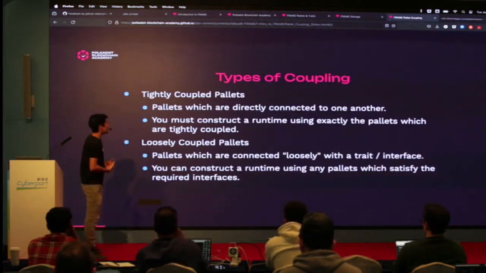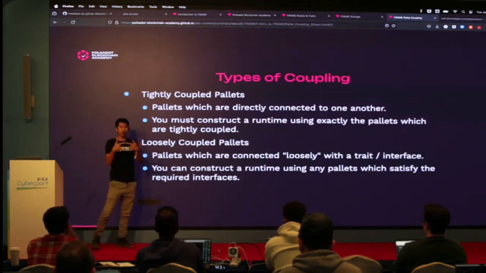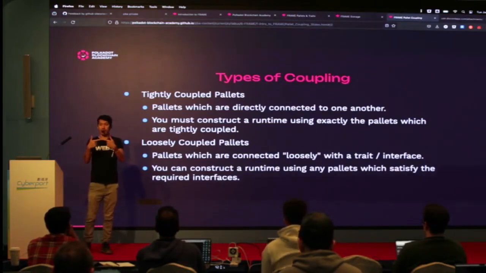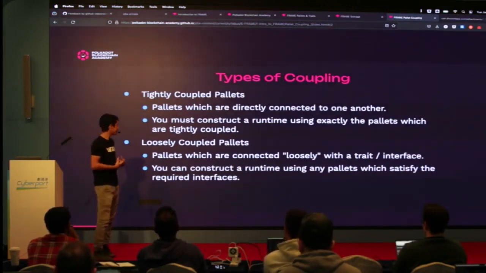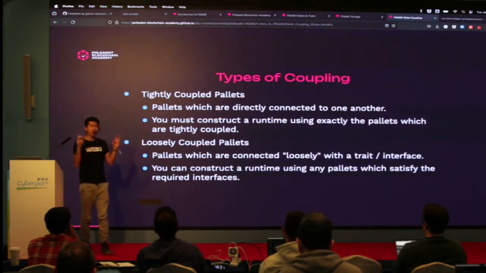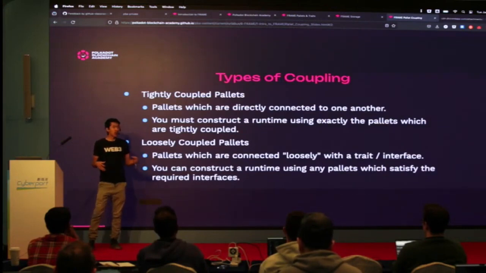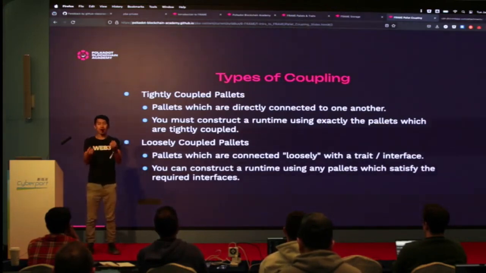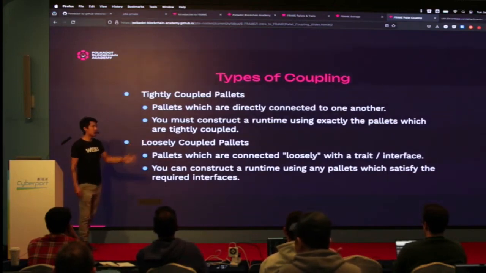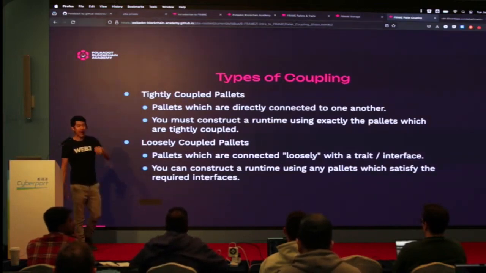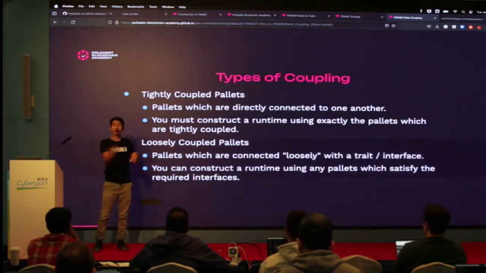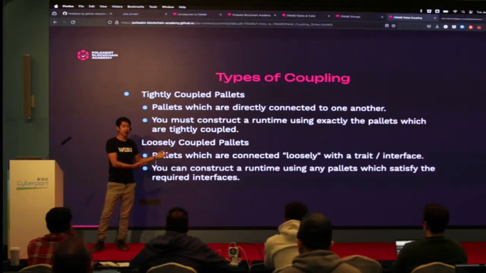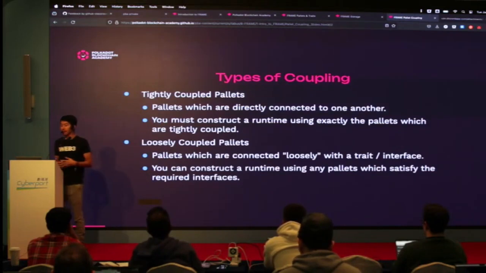The first one is tightly coupled pallets. These are pallets which are directly connected to one another. When you construct your runtime, if you have two tightly coupled pallets, you must include both of them. You must have exactly this crate and this crate. It's not optional. Then you have loosely coupled pallets. These are connected loosely with a trait or interface, which is what Rust provides. In this context, you can substitute the coupling between two pallets with any pallet which supports the interface. For example, say I have a pallet with an interface to access the balances of a user. You could use the balances pallet for that, or you could create your own pallet which also satisfies those interfaces and use that instead. This one pallet could interface with either of them, of your choice. But this is defined by traits and interfaces, versus directly connecting the crates together. We'll go into the details about these more.